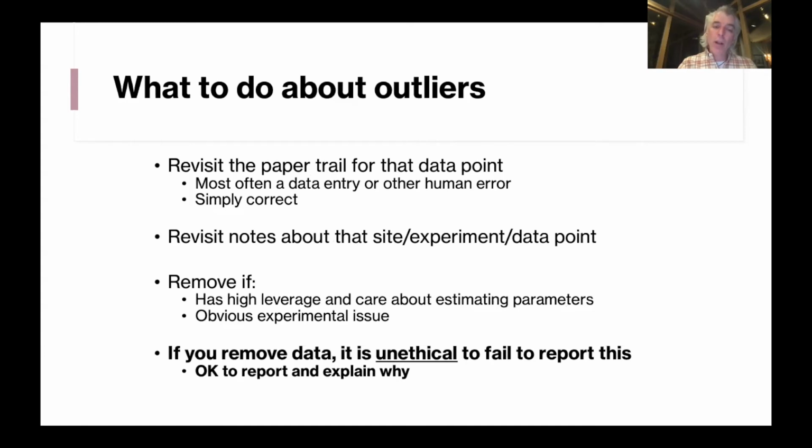When we have outliers in our data, the first thing we want to do is to go back into our paper trail of data collection to try and determine whether this was simply a data collection or transcription error. If we can find evidence through our notes or our data books that the data that were entered into the computer were in fact entered in error and do not match up with what's in our data books, then we can simply correct this error.